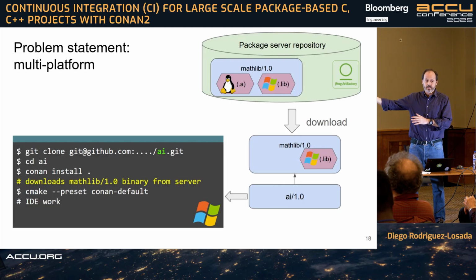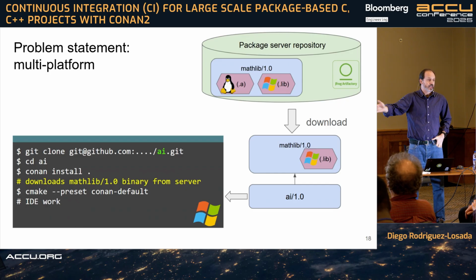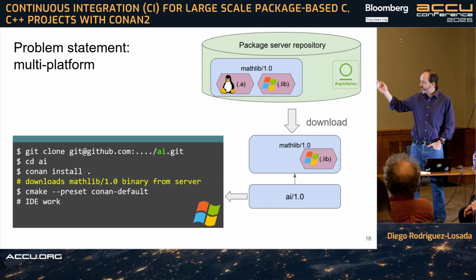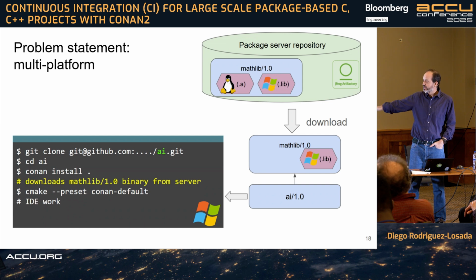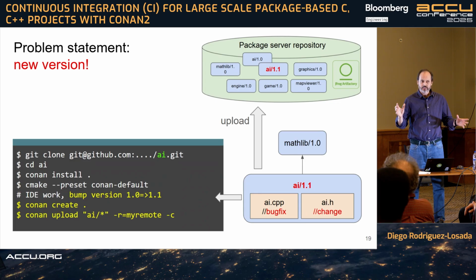So when a developer is working on one of the components of the dependency graph, they will do the clone, they will do the Conan install, and typically the dependency manager should manage this. Hey, you are a Windows developer, you are developing in a Windows box, so I only need to install for you the Windows binary for your dependency for Mathlib. So that's enough for the developer to start working on the AI package on a Windows machine. So far, so good. No problem, no continuous integration problem so far.